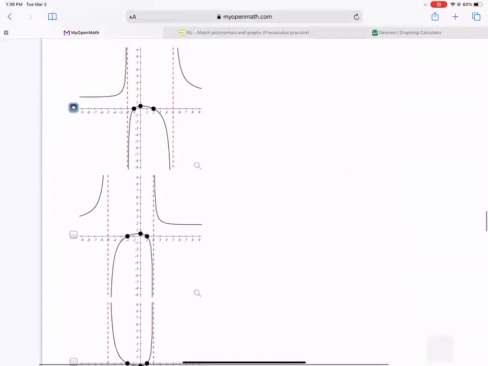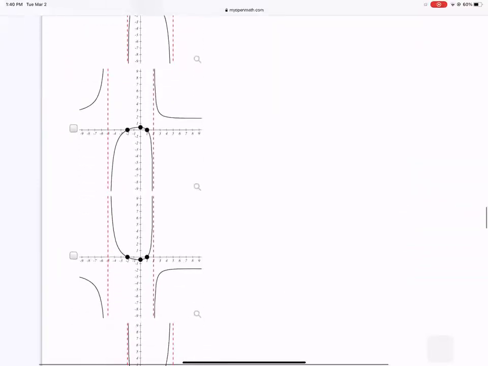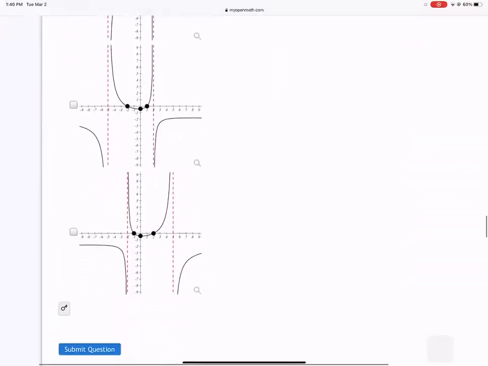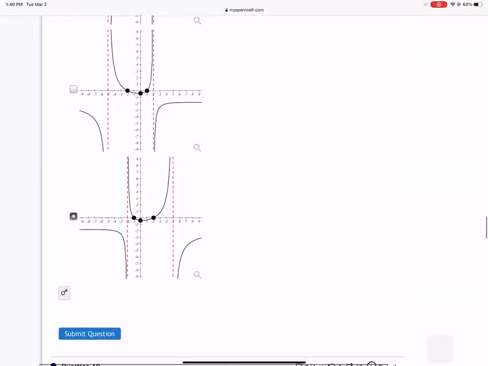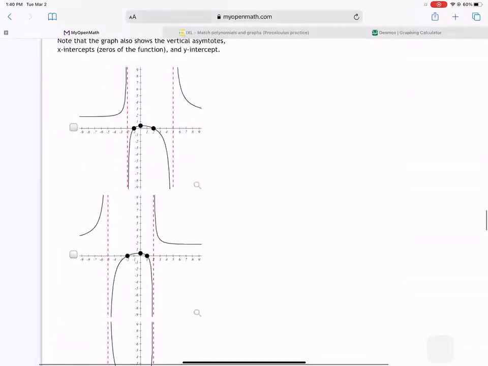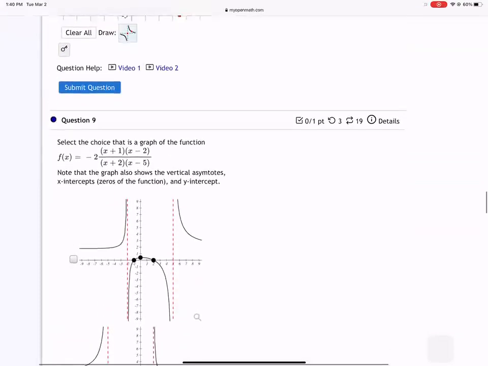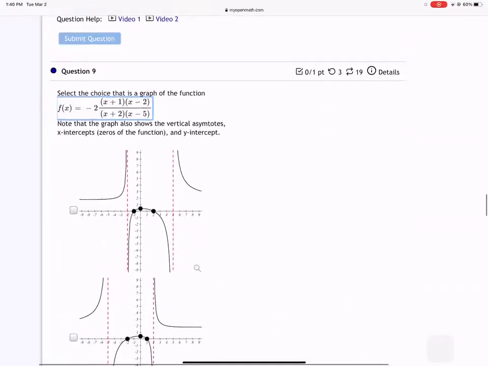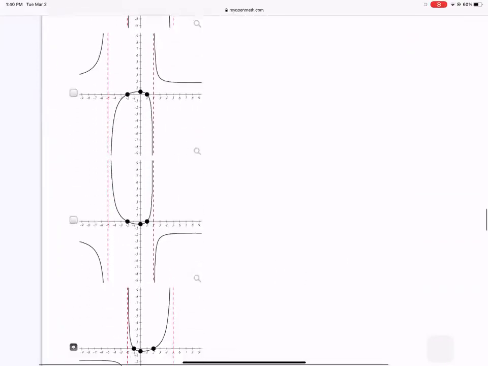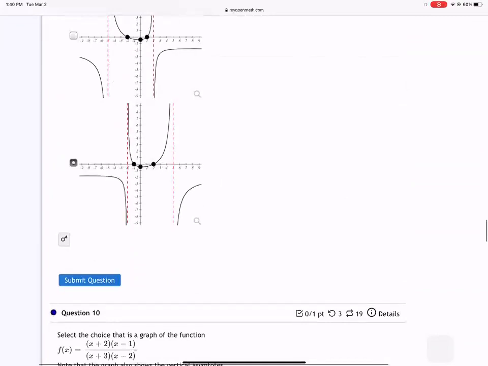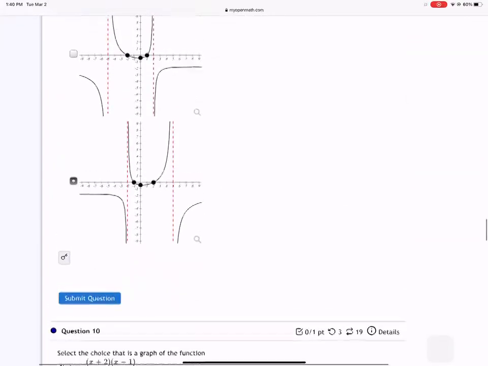Negative 1, positive 2, that's a possibility. Negative 1, positive 2, the second one is not a possibility. The third is not a possibility. And this last one is also a possibility. So we have two possibilities to go. Of these options, would the vertical asymptote be a problem? It's going to be negative 2 and positive 5. Yes, that has a vertical asymptote. And these also have the same vertical asymptotes.